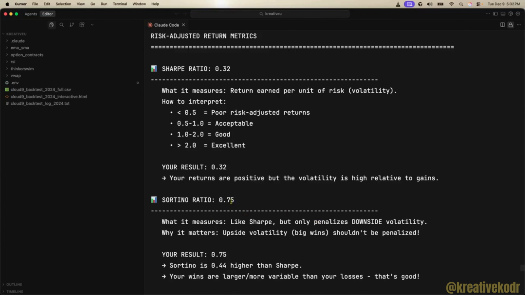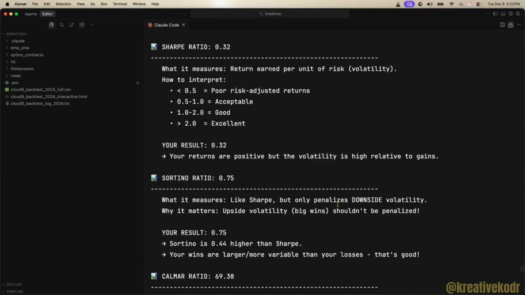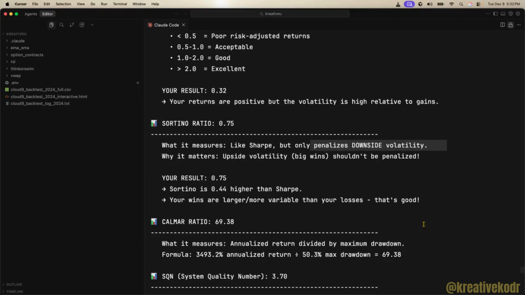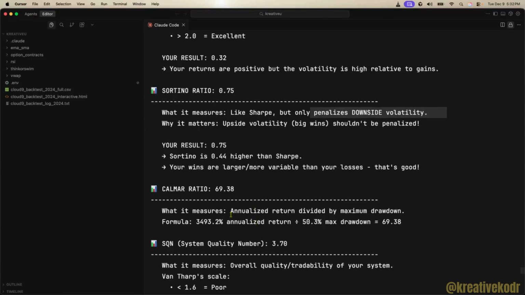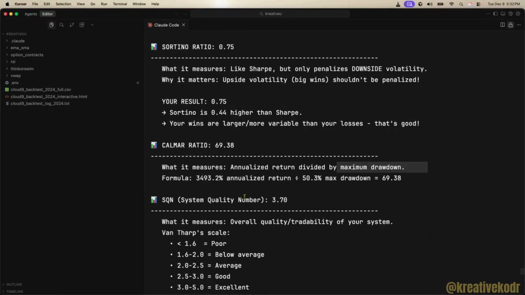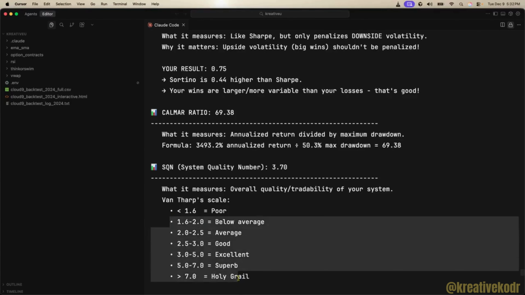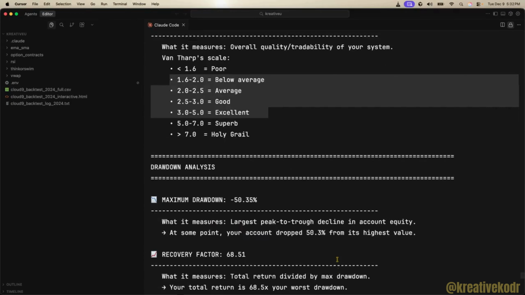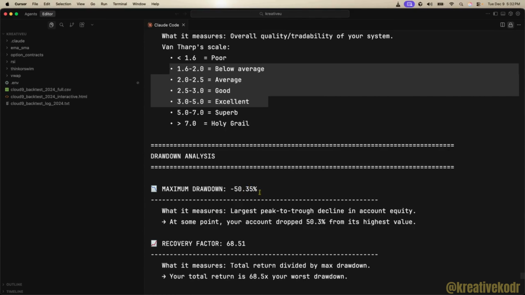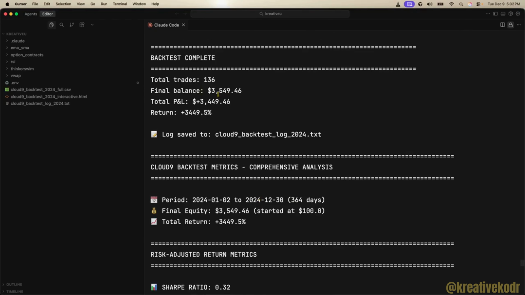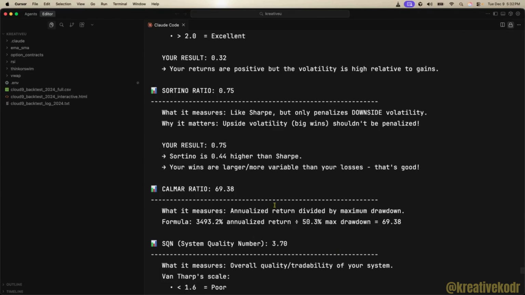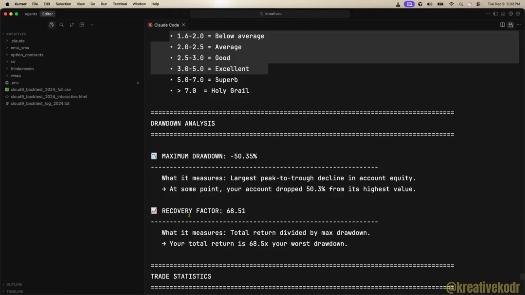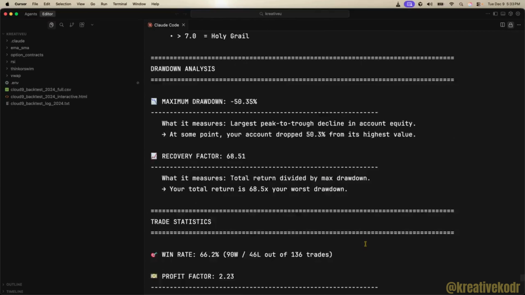Our Sortino ratio is 0.75. What it measures is like the Sharpe ratio, but only penalizes for downside volatility. The Calmar ratio, what this measures is the annualized return divided by the maximum drawdown, right? The system quality score is 3.7. If we look at the score, we're under the excellent, right? Our maximum drawdown is 50. So at one point in time, the strategy was at $50 and then it was able to rally to 3,500. That's not that bad. Our recovery score is 68.51. What this measures is the total return divided by the maximum drawdown.